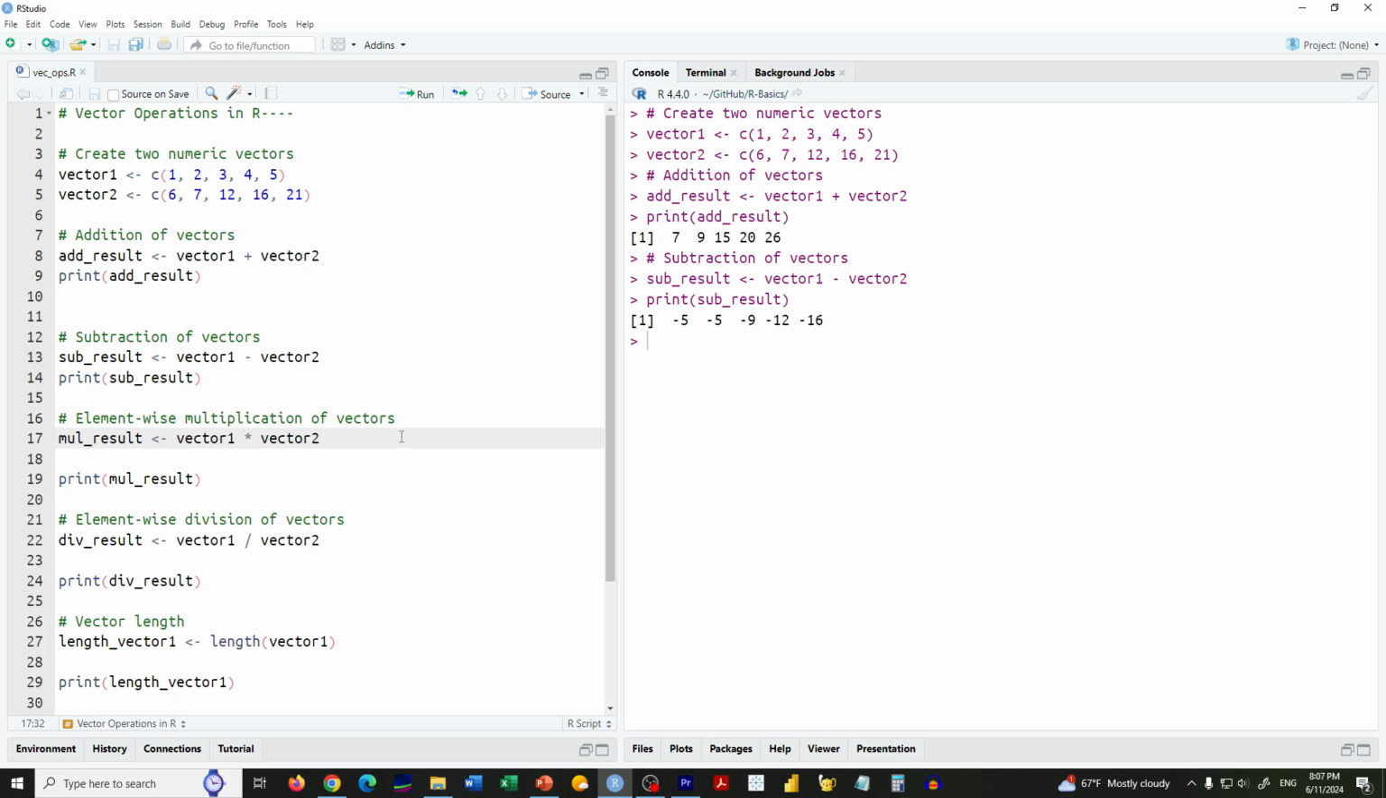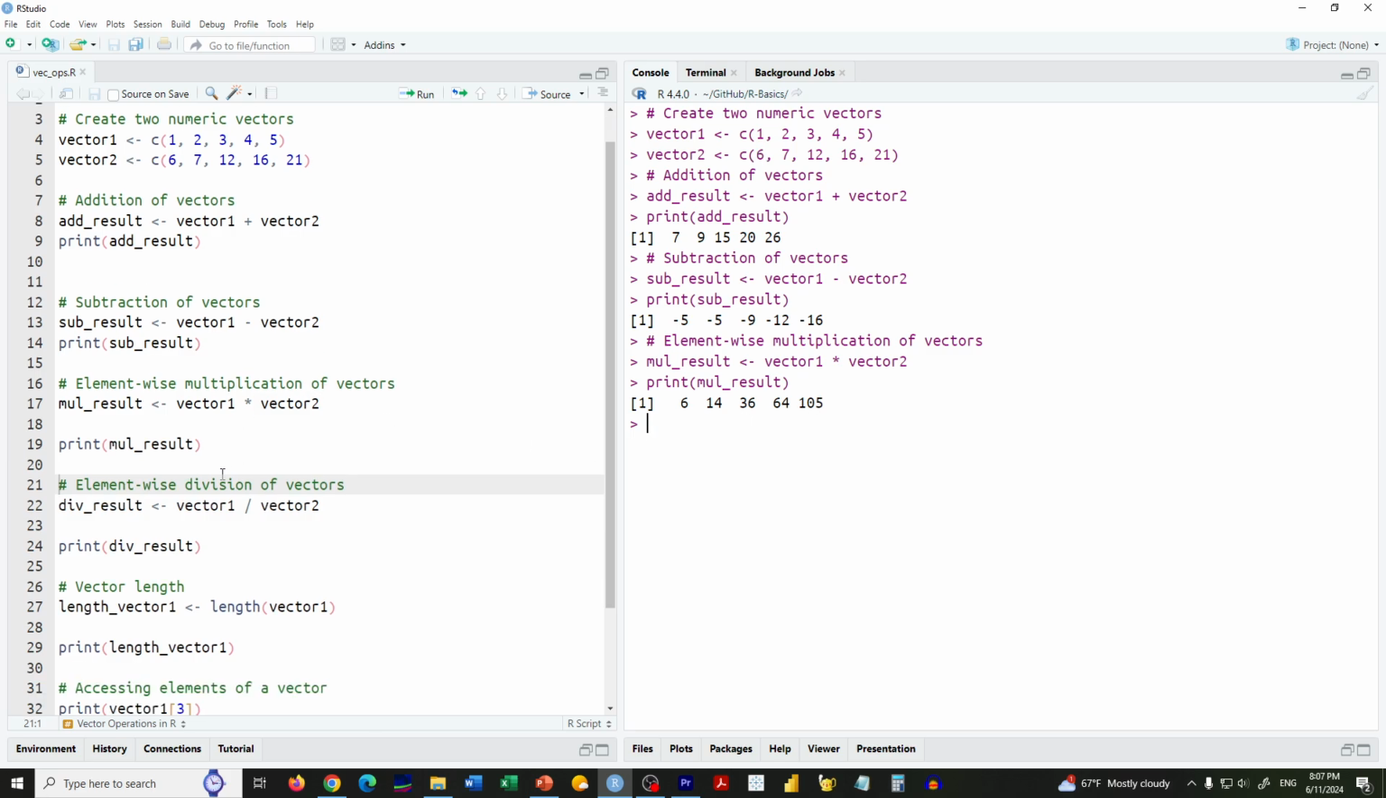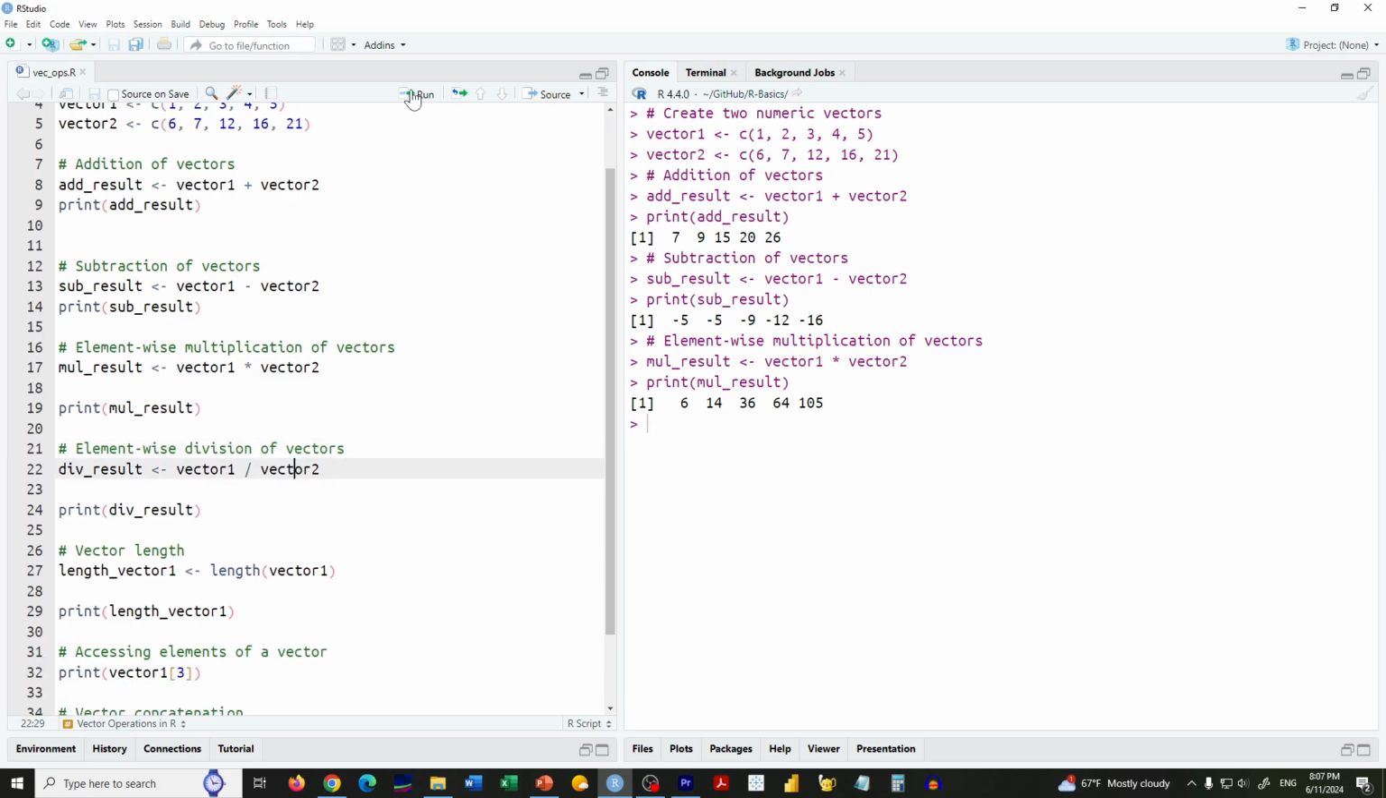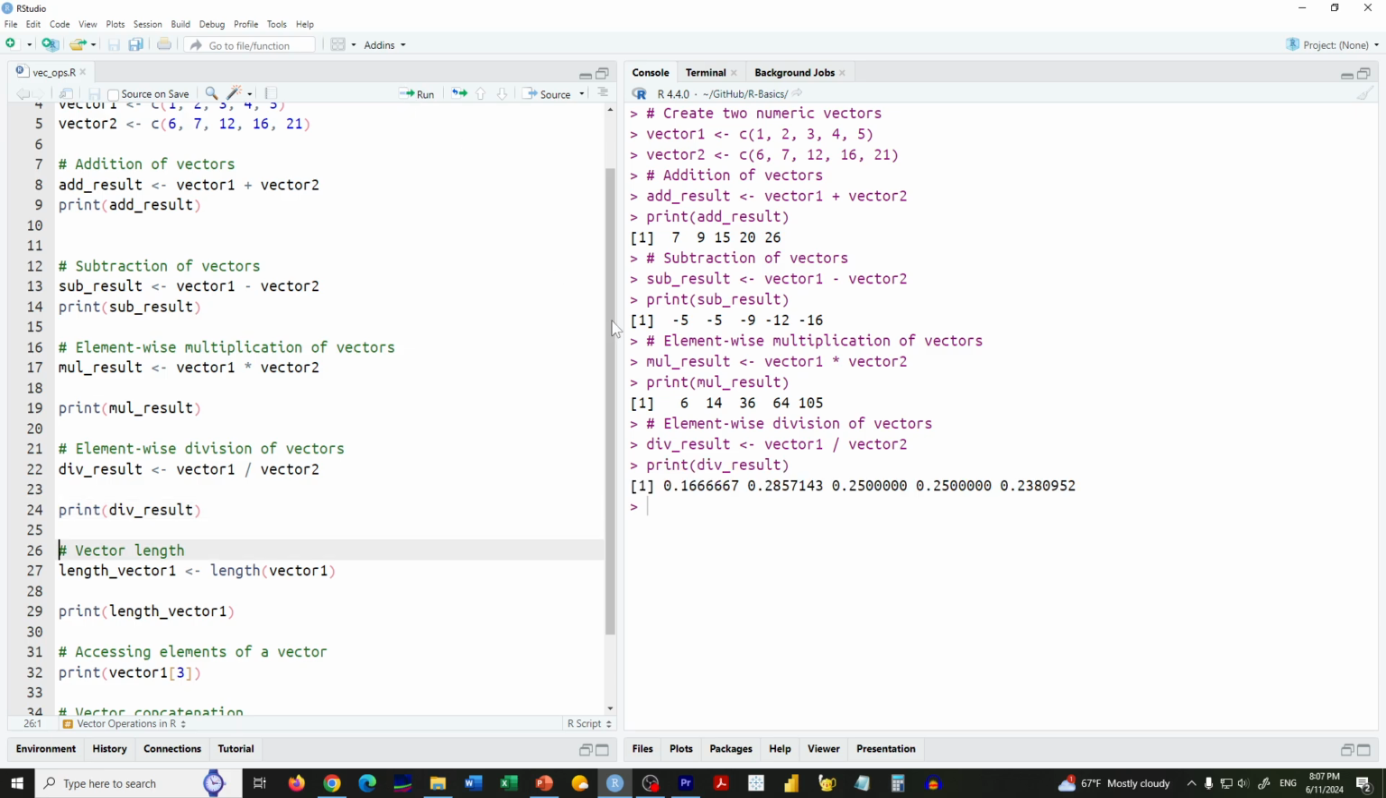Similarly, when we look at the multiplication of the vectors and two vectors are multiplied, the results are printed here and we can see that the first element of vector 1 is multiplied with the first element of vector 2 and so on. When you look at the division, the same rule applies. The division is performed element wise. So the first element of vector 1 is divided by the first element of vector 2 and so on.